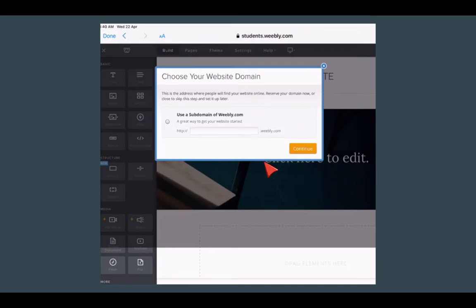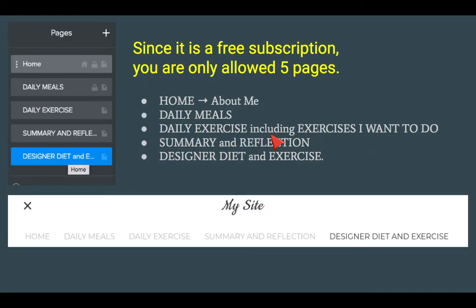So this is the domain name. Domain means this is the URL. So if I want to go to your site, this is what I am going to type into Google or Safari, okay? Now, it's a free subscription. That's why you're only allowed 5 pages.